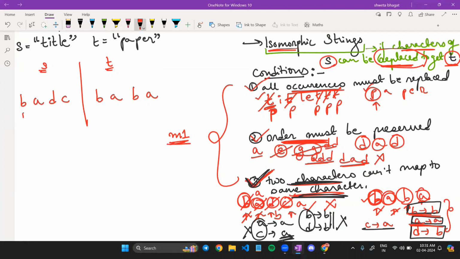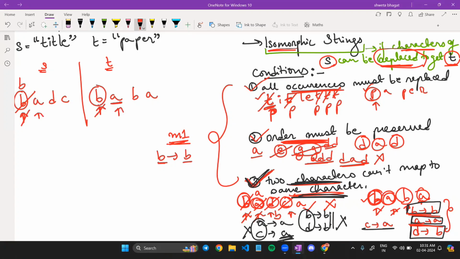So let's see what we'll do. We are present at the first element of both these strings, okay? So we can see that in this string T we have a B and in the string S as well we have a B. So we can replace this B with B only. So we mapped B to B, that is, we replaced this B with B, correct? Now we'll move forward. So we can see that in T we have A and in S as well we have A. So we can replace this A with A only. So we replaced A with A. So we'll map A to A, correct?